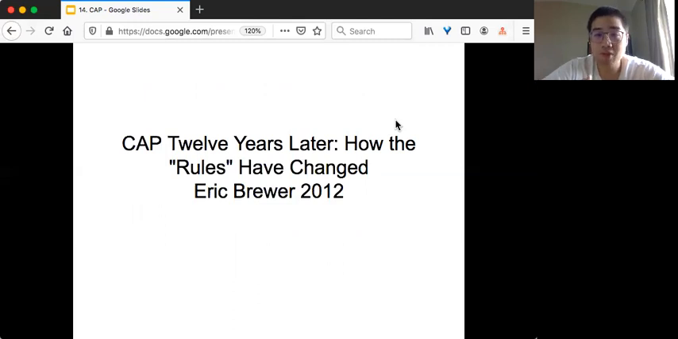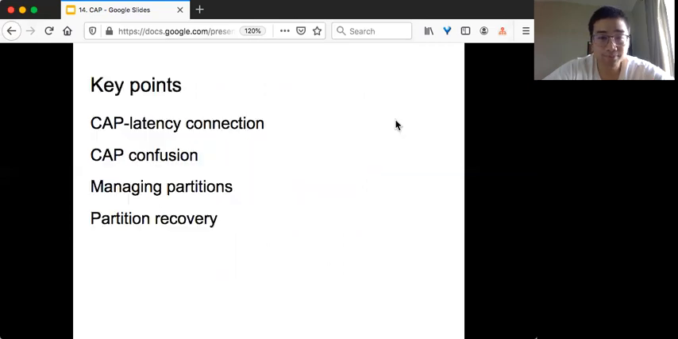Because there were so many confusions, Eric Brewer actually wrote another article saying, okay, now let's look at this again. What does this mean? What are the rules? There are lots of very good points. For example, one of the important metrics in practical systems is latency, so how is CAP related to latency? The second one is some of the confusion I mentioned earlier. I will explain in more detail in the next slide.